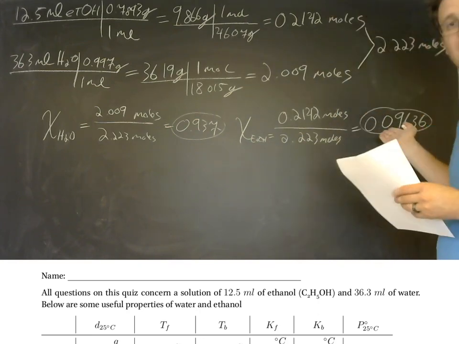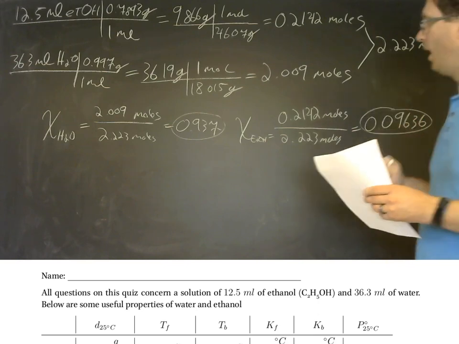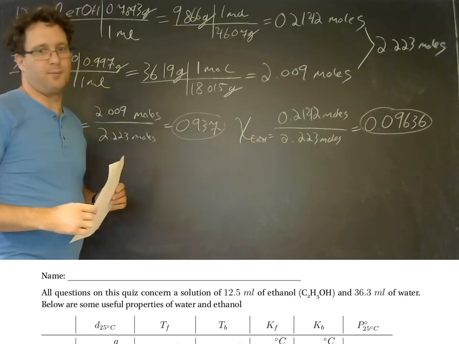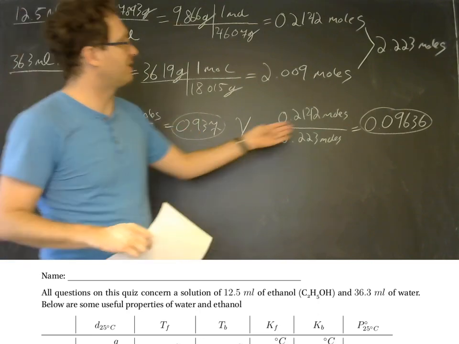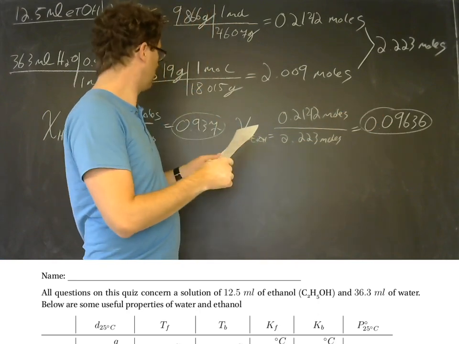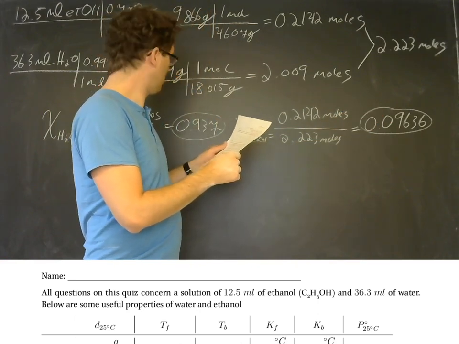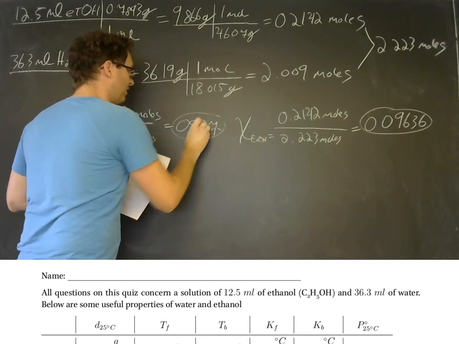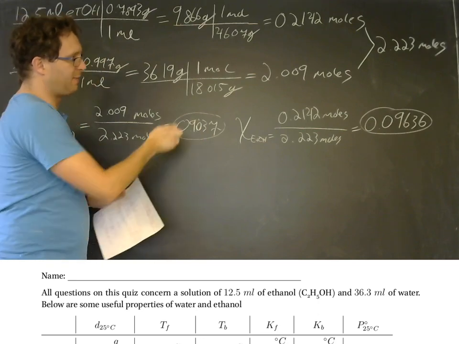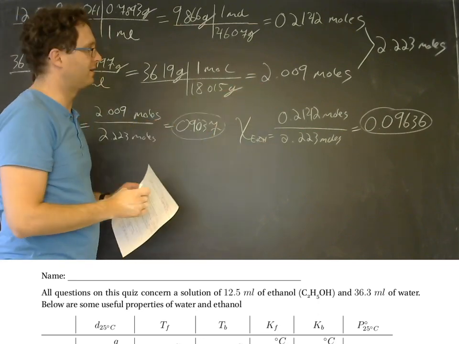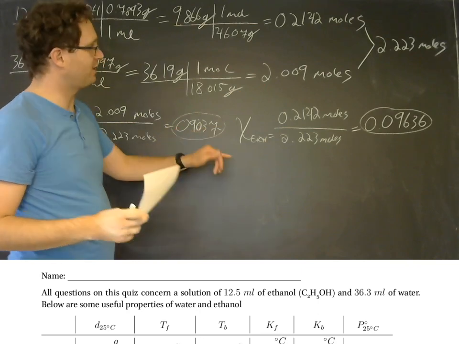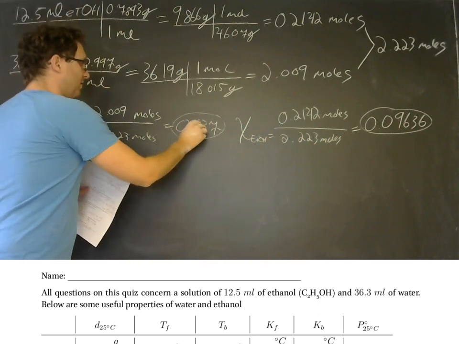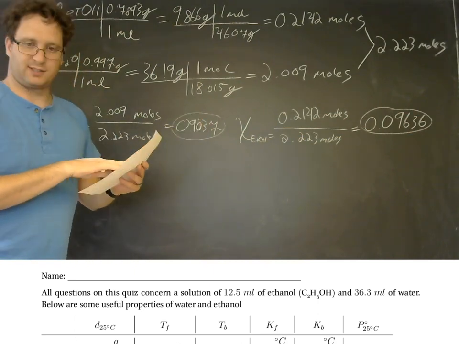About 10% ethanol, right? And about 90% water. Well, okay, 94% and hold up, that doesn't... 0.9037. I apologize. So it is about 90% and 10%: 0.9037 and 0.09636. I apologize. I was just moving too fast and didn't read my notes here.